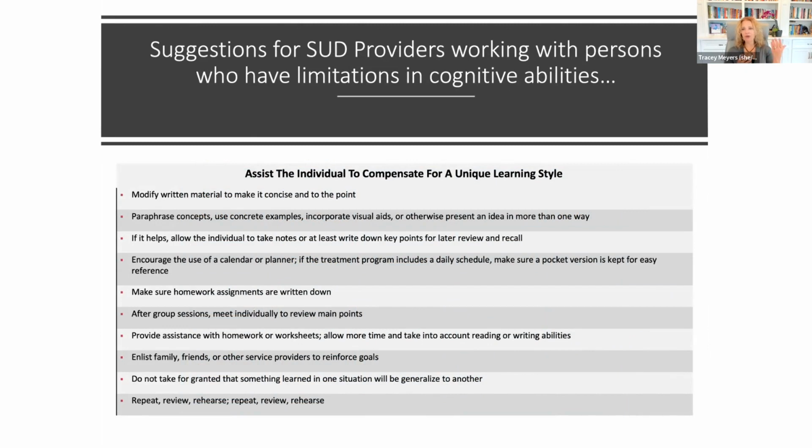So if we're going to go through, let's talk about 12 steps. We might not go through all 12 steps if we're doing a 12-step program. We might focus on step one for 6 months, right? We want to really modify material to make it simple and to the point. We want to use concrete examples.